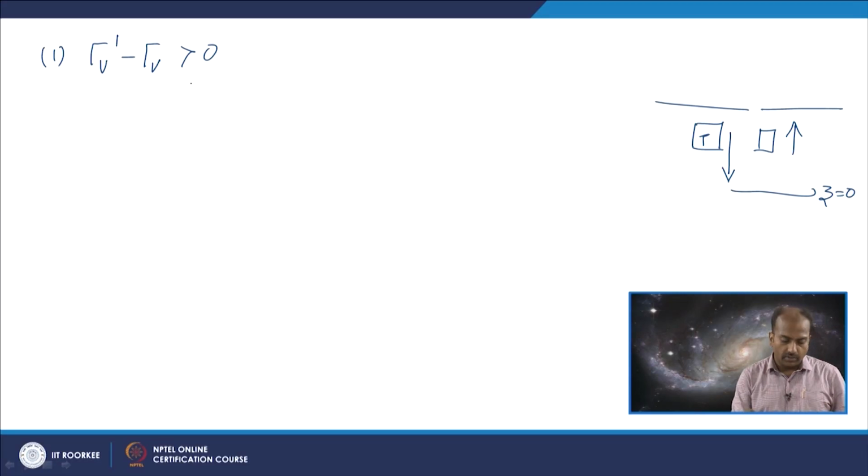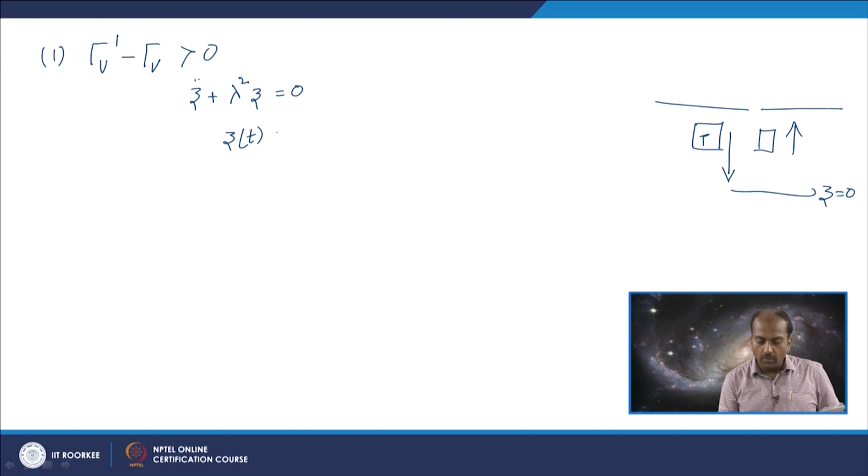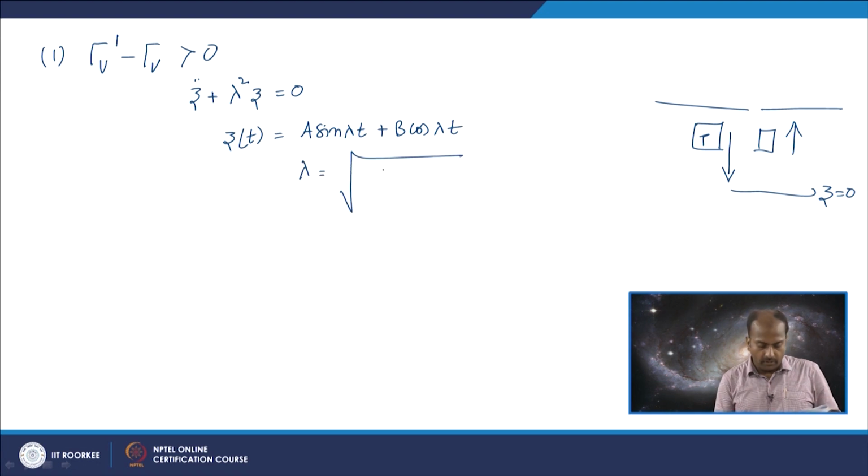Now, the second order differential equation can simply be written as z double prime plus lambda square z is equal to 0. A simple solution for this equation can be assumed to be z of t is a sin lambda t plus b cos lambda t, right, such that lambda is equal to the square root of g by T v 0 into gamma v prime minus gamma v, which is now greater than 0 according to this, right.